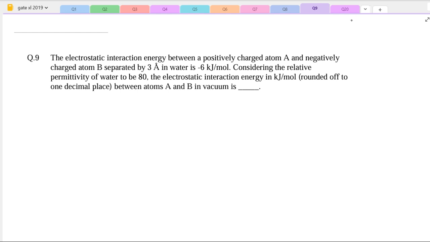Okay, so this is a physics question, it's pretty surprising. Anyway, for electrostatic interaction energy, let's first write the formula for water. So E equal to K Q1 Q2 by R. Basically, electrostatic force is K Q1 Q2 by R square. For energy, you multiply it by the distance between them. That leaves you with the expression K Q1 Q2 by R.